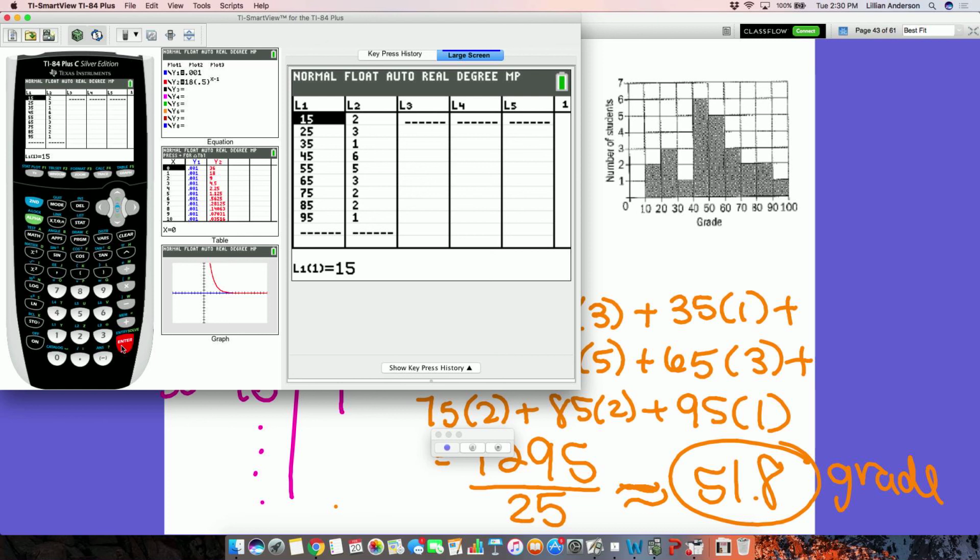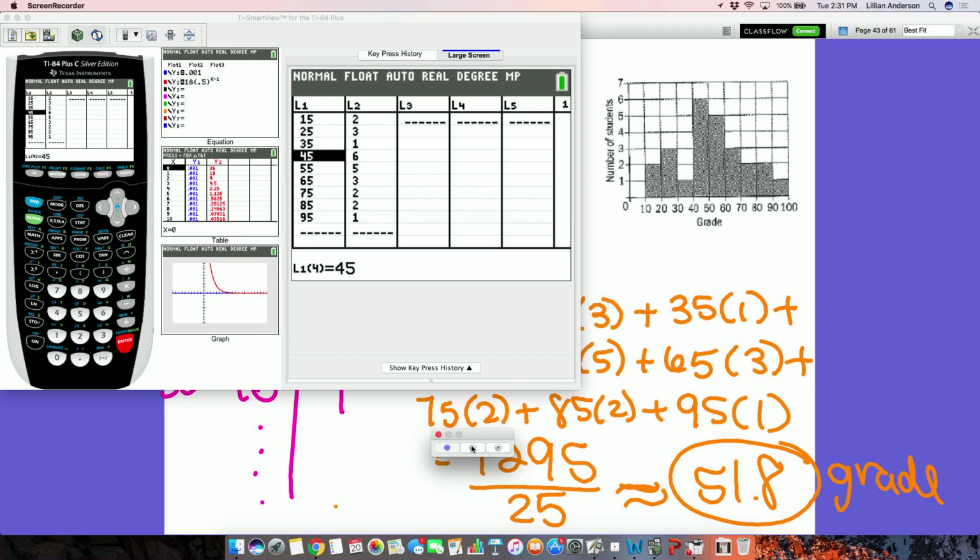Okay? So, type in your data. L1 is going to be your X values, so your grades. L2 is going to be your frequency. And to type in data, all you're going to do is type in the number, click enter. Type in the number, click enter. Here, I'll change this one to show you, okay? See, look at that. Type in the number and enter. So type in all of your midpoints in L1. Type in all your frequencies into L2. Go ahead and do that now.